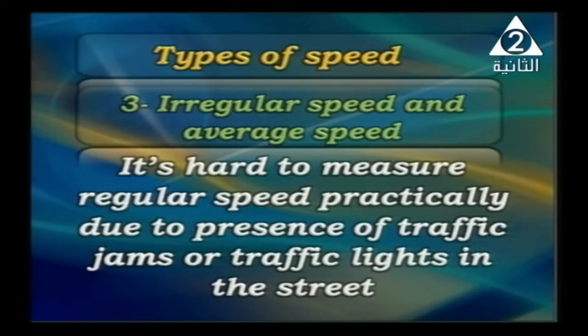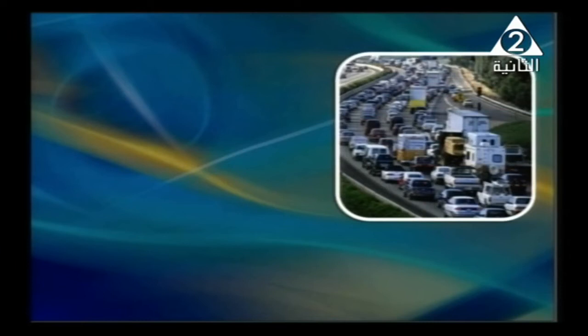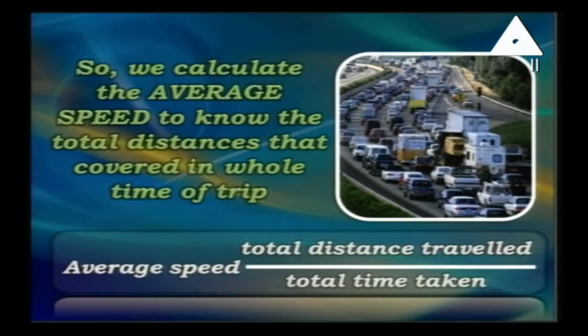Why? We have a question here. Give reason. It's hard to measure the regular speed or uniform speed practically. Why? Due to the presence of what? Of traffic jams or traffic lights in the street. So after that, we have these traffic jams here. Can you move in this street by the same distance in the same time intervals? It's impossible. Why? Because we have many objects found in our street.